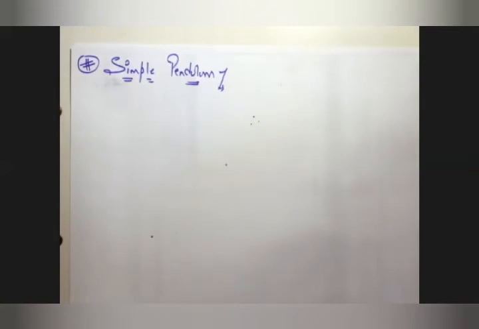So for now, we have studied major important terms and some properties, characteristic equations of SHM. Now we are going to apply it to find the time period of different systems. The very first and the most important one is the simple pendulum.